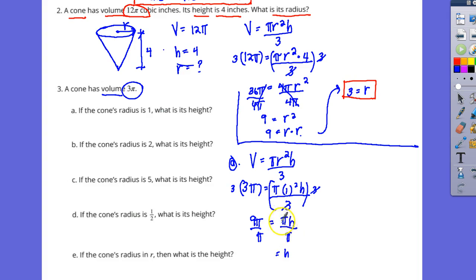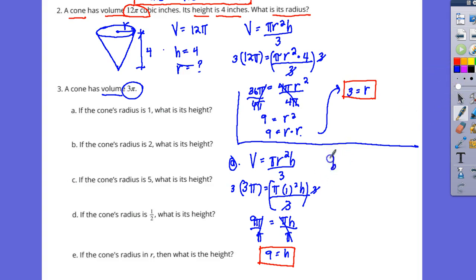So h equals 9. So the height of the cone with a radius of 1 is 9. Okay, let's do B.